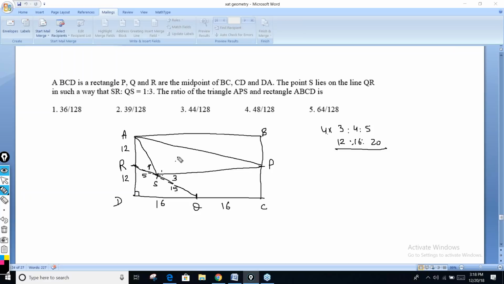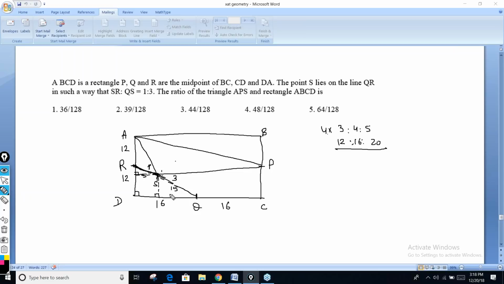I need to find this area. Now that is the difficult part, to get this area. This is 12. If I get this height, I'll get the area of this part and this part. Similarly, if I join it, I'll get the height here.